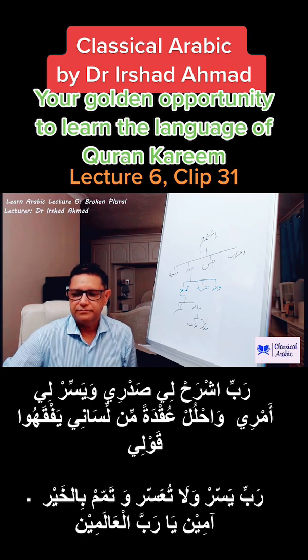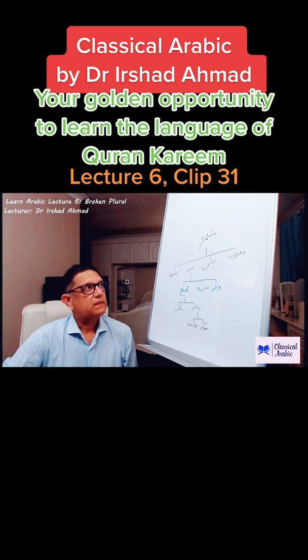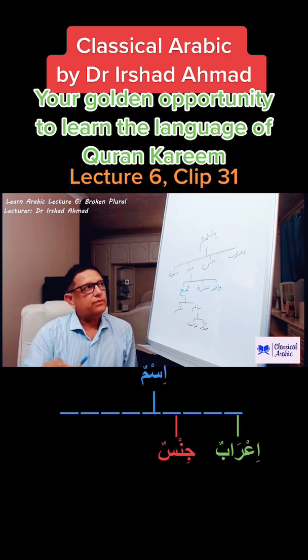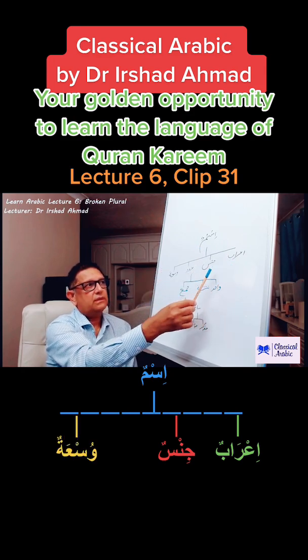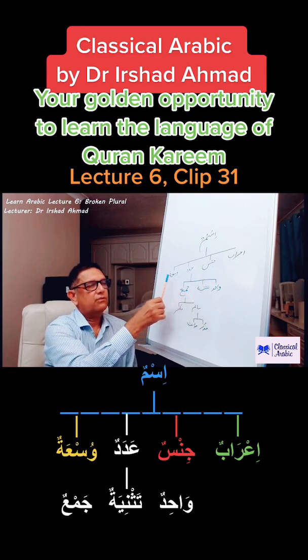Ya Rabbal Alamin. A quick recap before we move forward. We are working on 4 aspects of an ism, and those 4 aspects, 4 characteristics of an ism are i'rab, jins, adad, and wus'a.